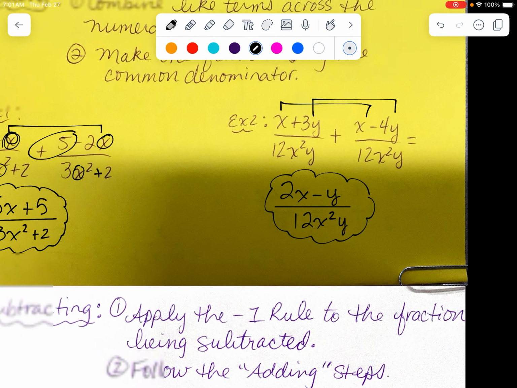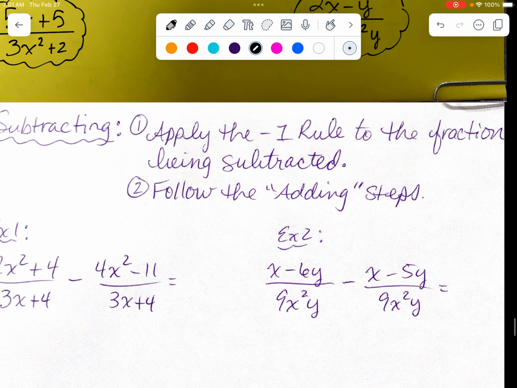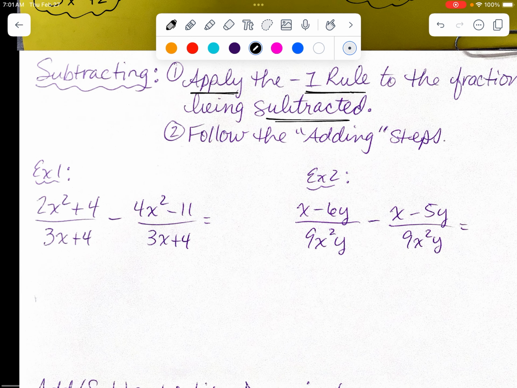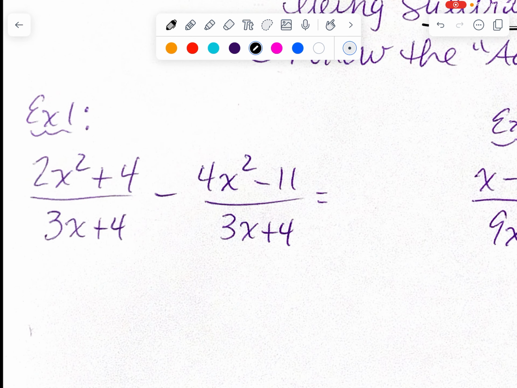All right, let's take a look at a couple examples when we're subtracting. So our rules change for subtracting. We have to apply what's called the -1 rule to the fraction that's being subtracted, and then we're going to follow the addition steps. So what does the -1 rule look like? Well, you simply look right here, and we're going to change the signs for everybody up top. So we change the sign, we apply the -1 rule to the minus sign, so we make that positive. 4x squared is going to become negative, and -11 is going to become positive. And now it turns into the problems that we just saw for addition.